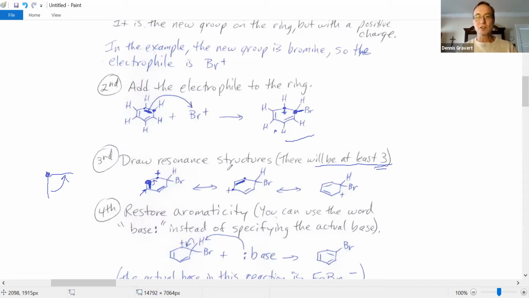And to get all the resonance structures, move 1 pi bond at a time. So this pi bond on the left side moved. Now it's time for the other pi bond to move, and swing it over like a door on a hinge too.